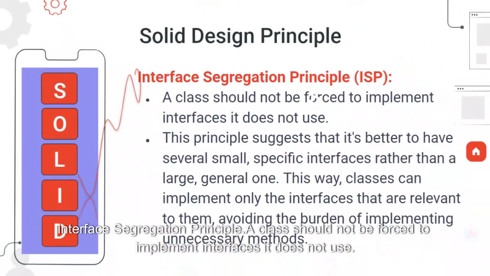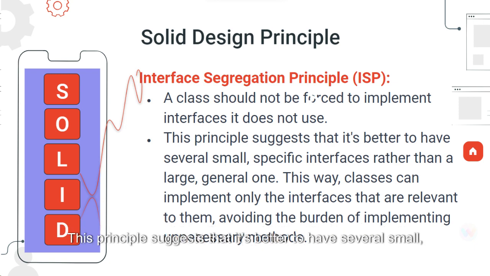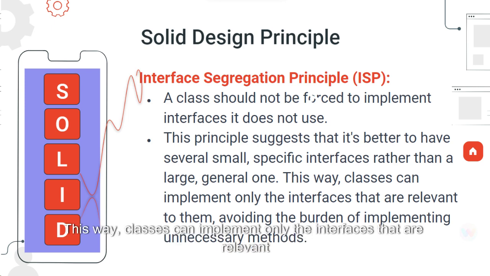Interface segregation principle. A class should not be forced to implement interfaces it does not use. This principle suggests that it's better to have several small, specific interfaces rather than a large, general one. This way, classes can implement only the interfaces that are relevant to them, avoiding the burden of implementing unnecessary methods.